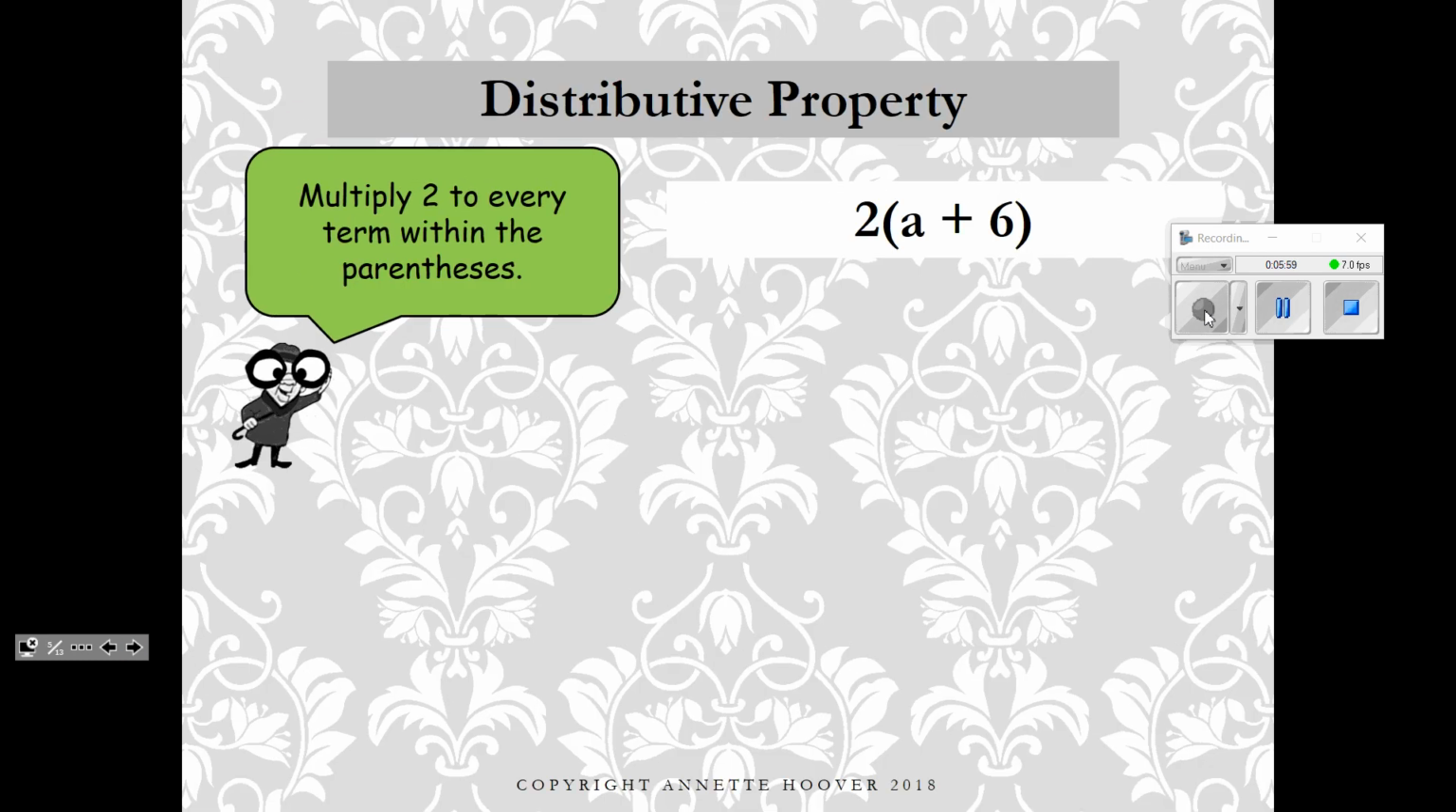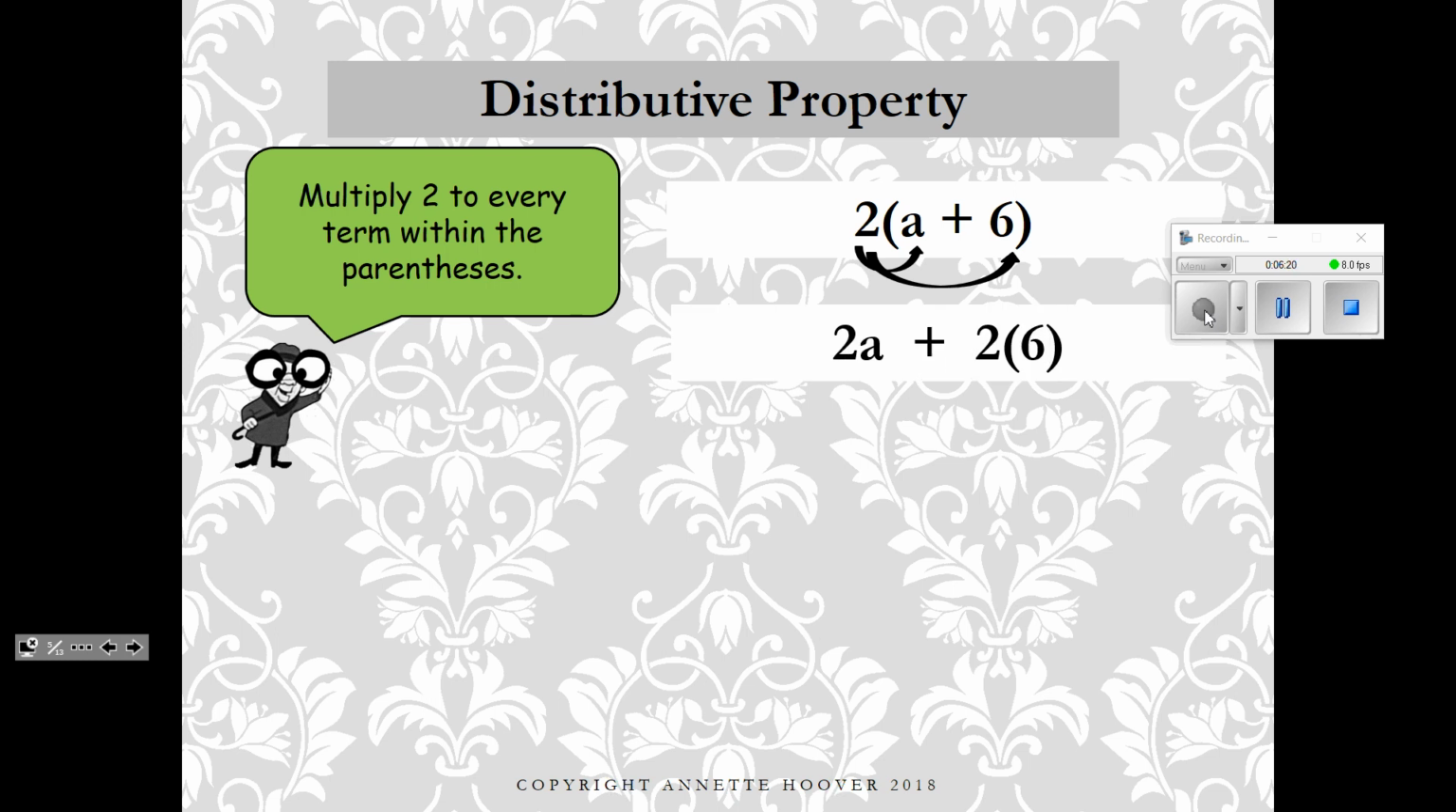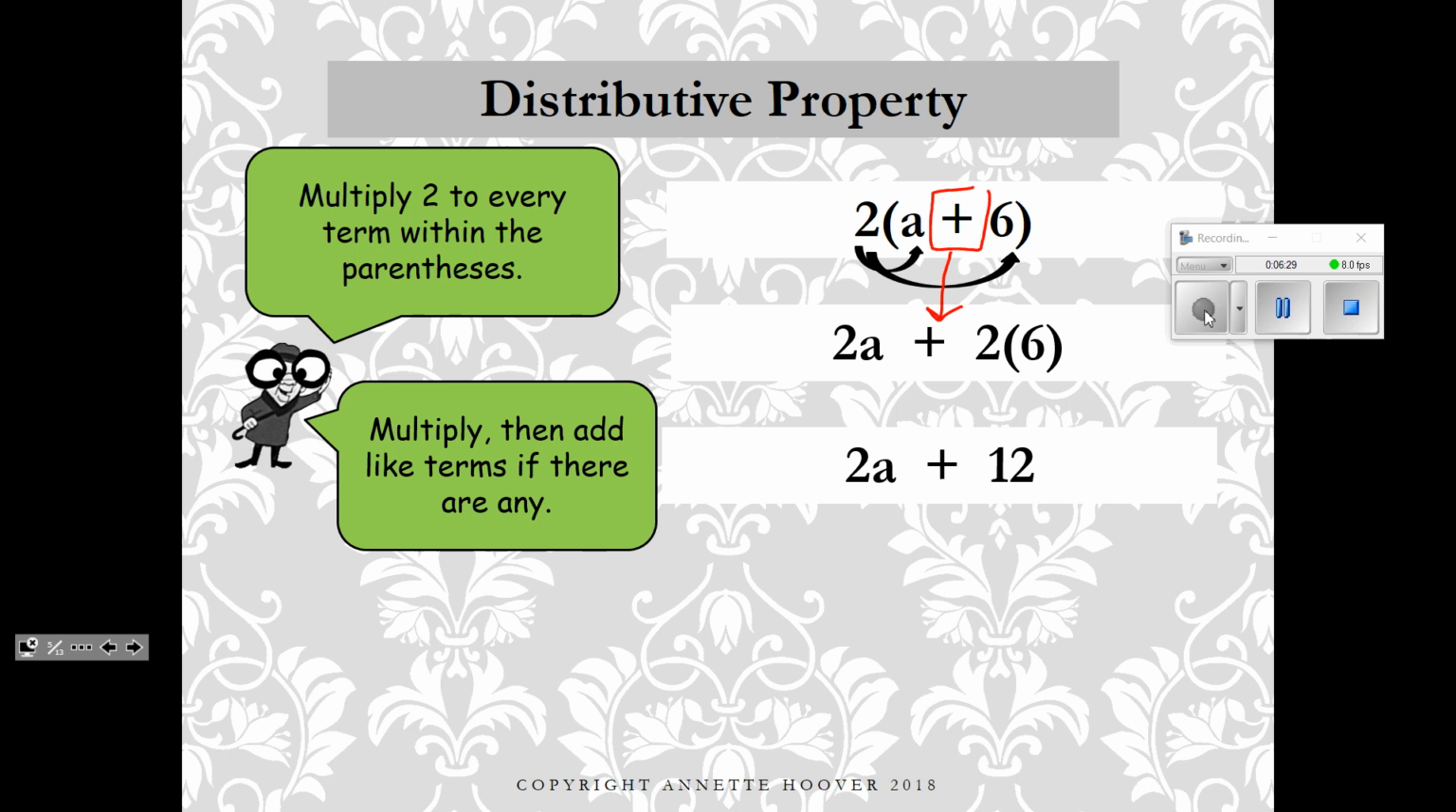Okay, so again, here we go. Let's practice this over and over again until we get really good at it. We have 2 times the sum of a plus 6. We're going to multiply first the term outside, which is 2, times the first term inside, which is a, and that would be 2a. Then we're going to multiply 2 times the 6, and that would be 12. So we have 2a plus, remember whatever this sign is, whether it's addition or subtraction, that's the sign we're going to bring right here. 2 times 6, which is 12. So that leaves us with 2a plus 12.